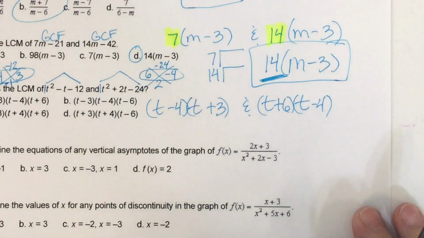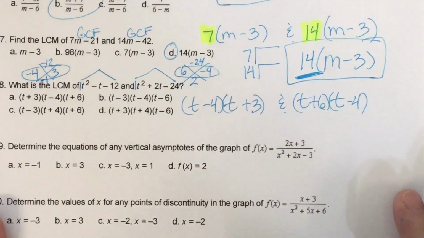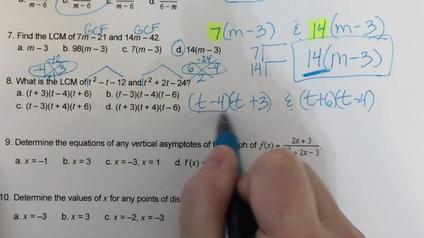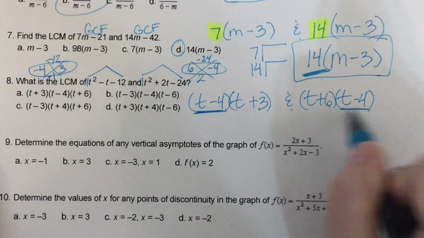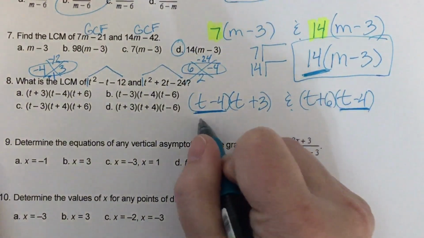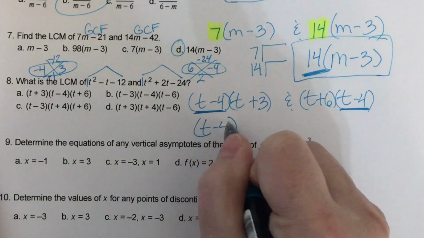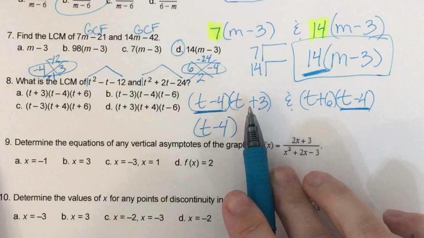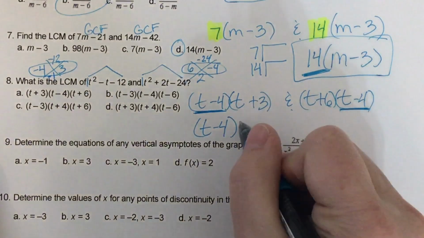Okay, now I'm ready. Now that everything's factored, I can figure out the least common multiple. So t minus 4 is a factor. It happens once on the left, once on the right. So the greatest number of times it happens is once. So I need it once. t plus 3 is a factor. It happens only one time, ever. So I need it one time.